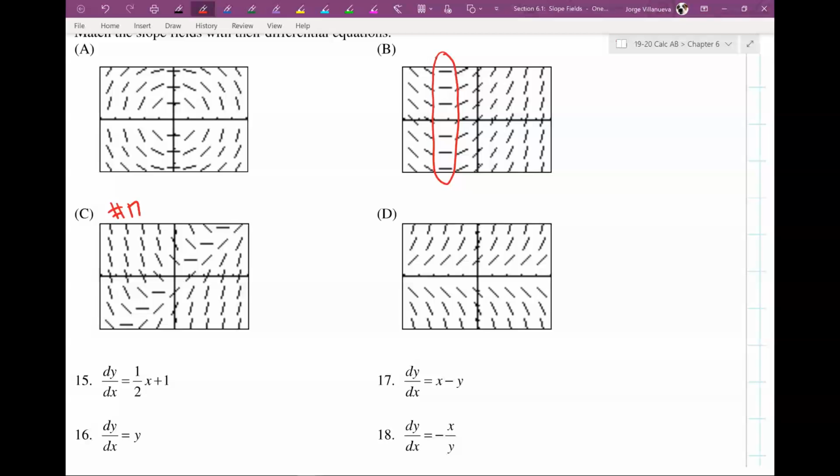Which one always has a negative 2 no matter, which one always has a 0 no matter what you put in for your y value? Any guess?